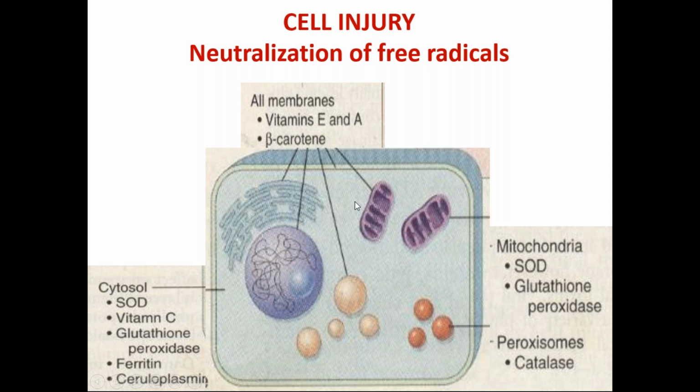So neutralization of these free radicals mainly occurs by vitamin E and A, which are present on the cell membranes, beta carotene, and within the cytosol, enzymes like superoxide dismutase, catalase, glutathione peroxidase, vitamin C, and ferritin, ceruloplasmin. These are present in the cytosol. And within the mitochondria, again enzymes like superoxide dismutase, glutathione peroxidase, and catalase. Within peroxisomes, catalase is present. These are the neutralizing factors of these free radicals. When these enzymes act on free radicals, they are neutralized and prevent damage to the cells. But in the absence of these enzymes, when free radicals are produced, they produce cell injury.